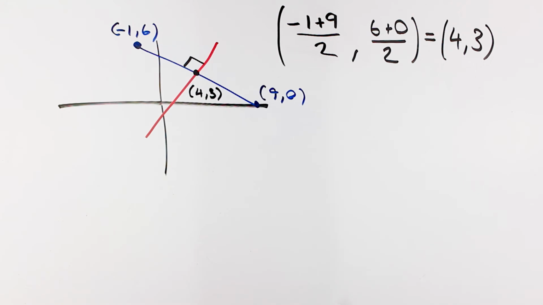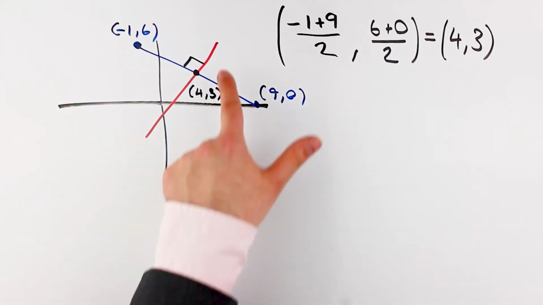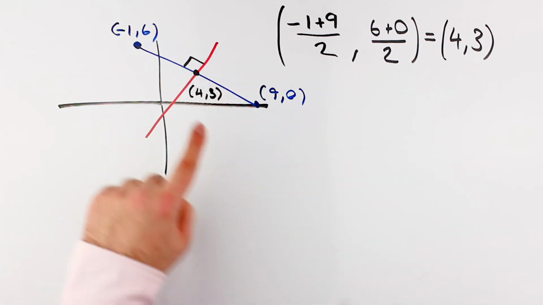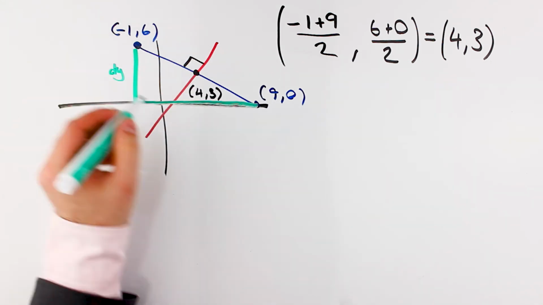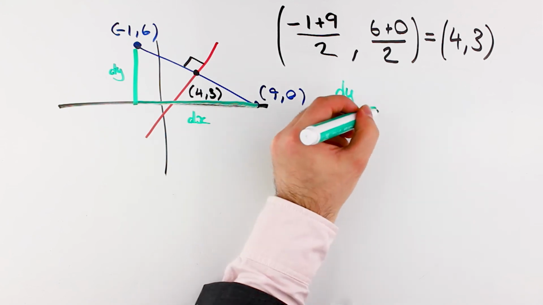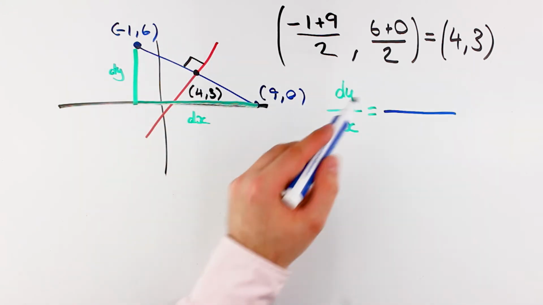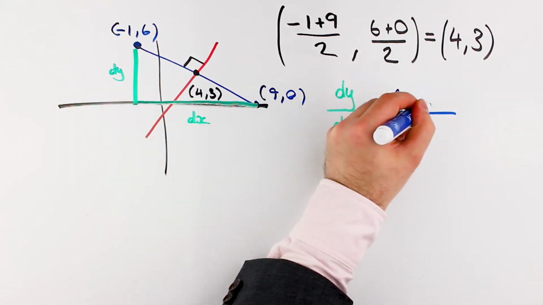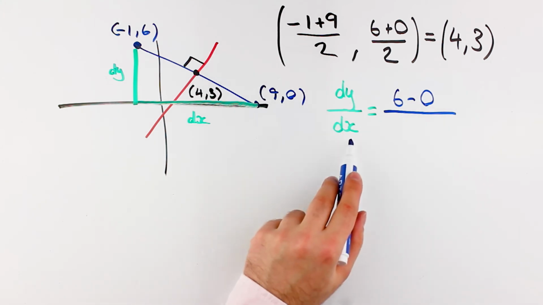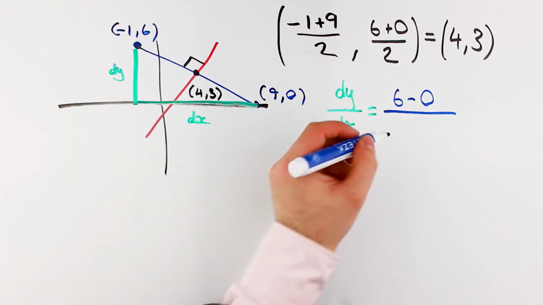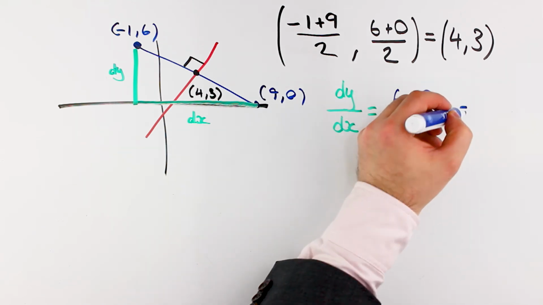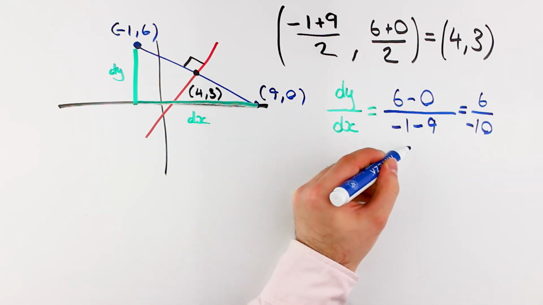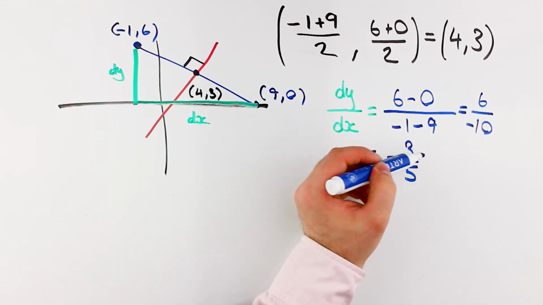Now that we have our x and y coordinate, we also need to know the gradient. Now before we can even find out the gradient of the perpendicular line, we need to find out the gradient of PQ, this blue line over here. So to do that, again, dy over dx. So to find the difference in the y coordinates, we have the y coordinate 6 at point P, take away the y coordinate 0 at point Q, 6 take away 0, divided by the difference in x, which is -1 take away 9. That simplifies to 6 over -10, which then simplifies to -3/5. So that's the gradient of our original line.